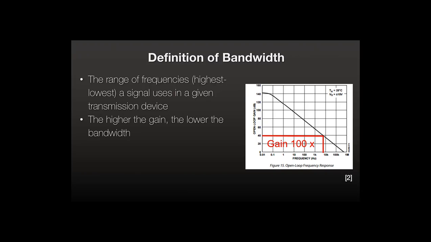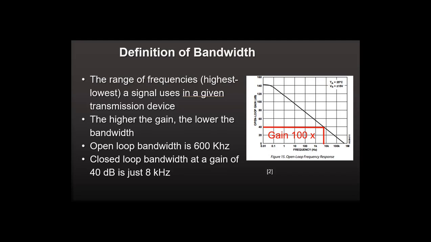The higher the gain, the lower the bandwidth. That can be seen in the graph in the slide. The open loop bandwidth in this circuit is 600 kHz, the frequency that the gain goes to 0. To find the closed loop gain at 40 dB, draw a straight line at the 40 dB line until it intersects the gain curve. Move vertically down until you intersect the x-axis. The closed loop bandwidth is only 8 kHz, the value of x at that point.